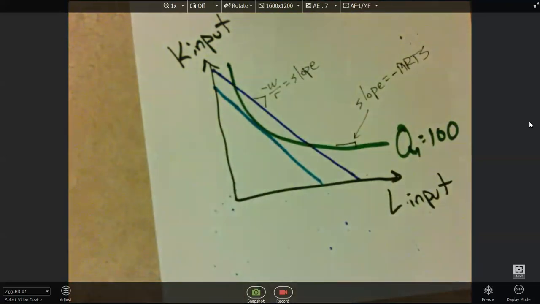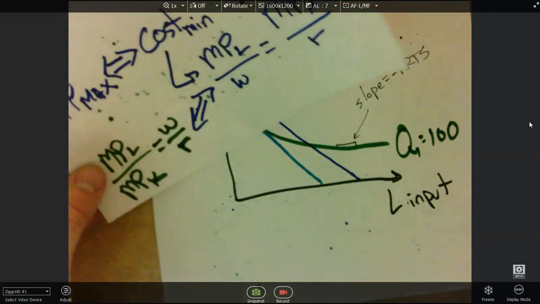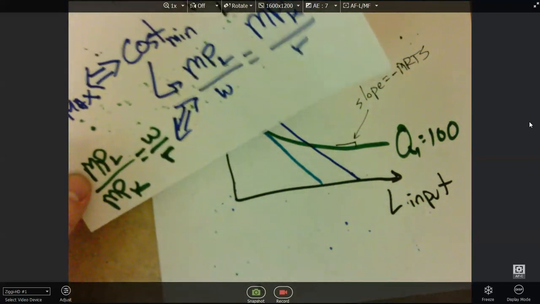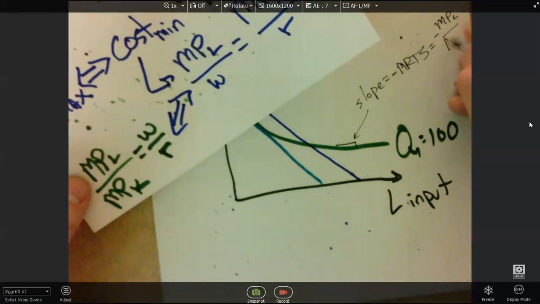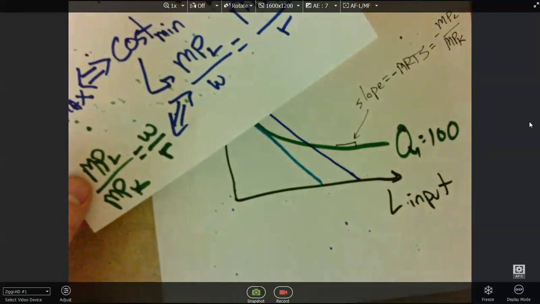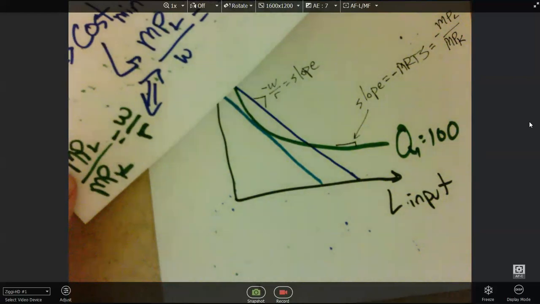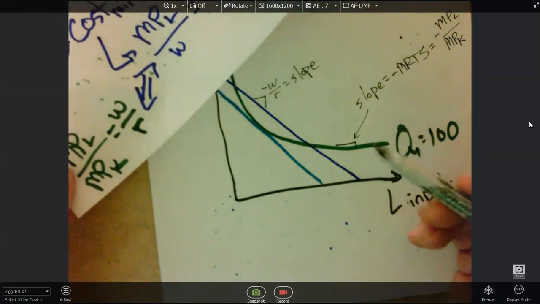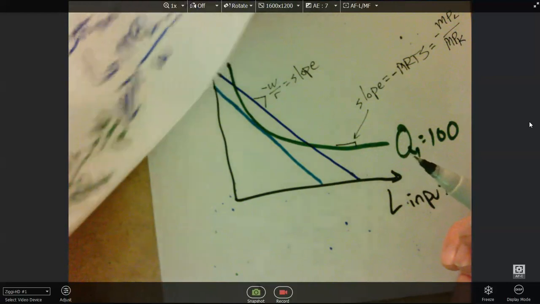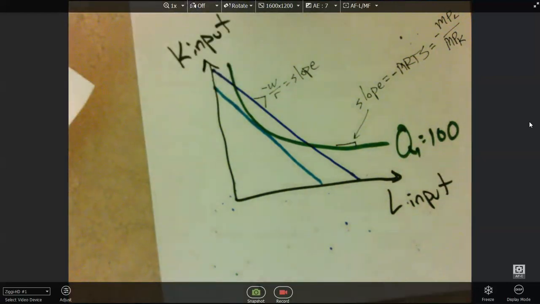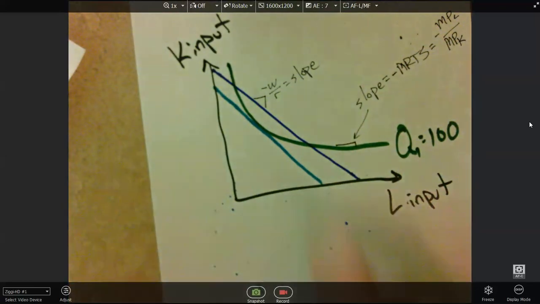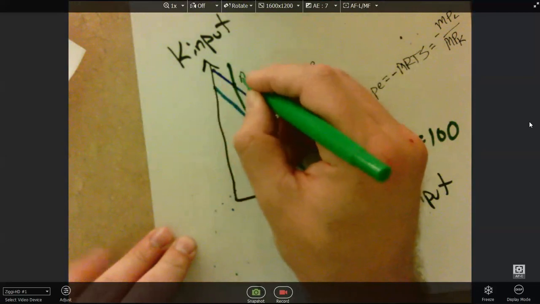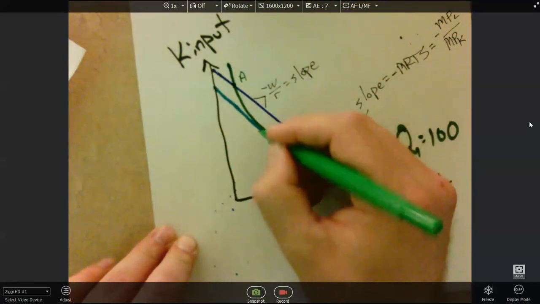So what's our cost minimization rule? Remember the negative MRTS is just negative MPL over MPK, right? And so we want to find the point where those two are equal to each other. But because of the nature of these graphs, there's actually going to be multiple points. So we're going to have point A, we'll have point B, and then we'll have point C.